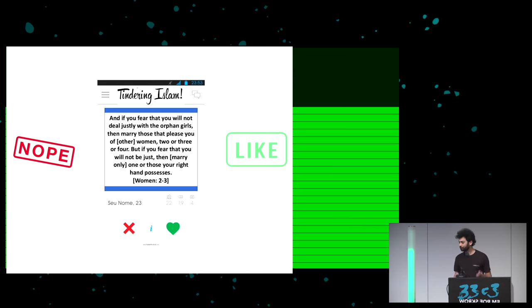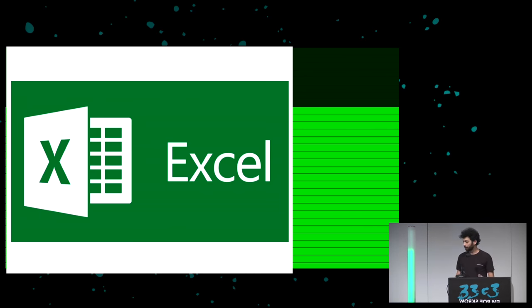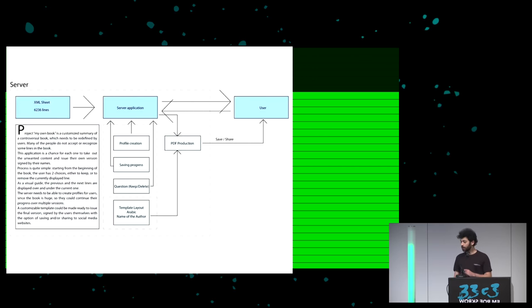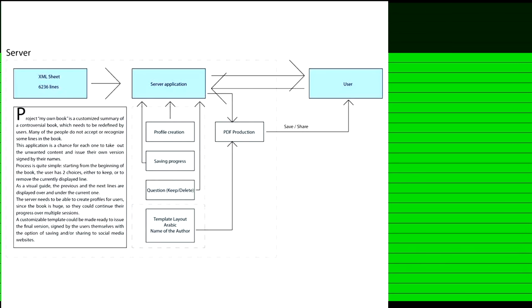Okay, so for the time now, you either say yes or no. And the database consists of Excel or XML or other database formats where the server can manipulate the data and collect it and analyze it. So this is how it works. You have an XML sheet of the Quran that has 6,000 lines and a server application that creates user accounts and then saves your progress over time when you are playing, and then should always ask you the question, do you want to keep this verse or delete it?